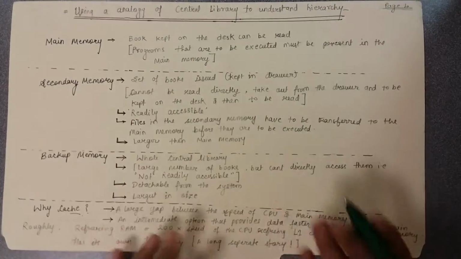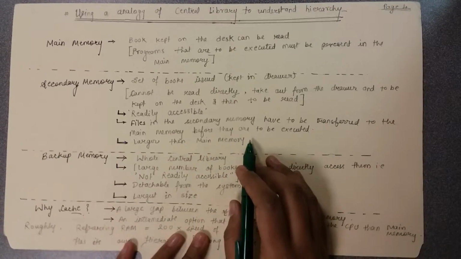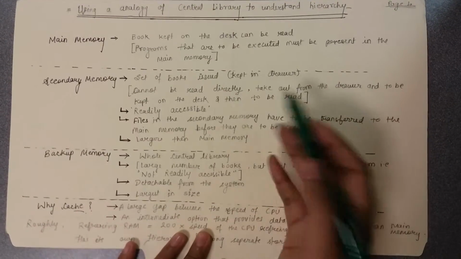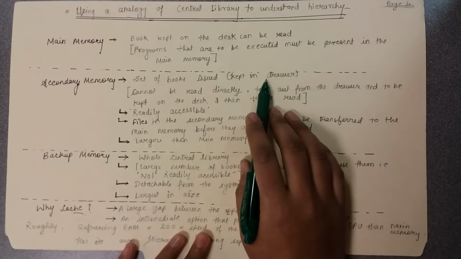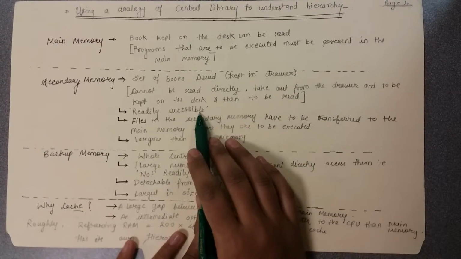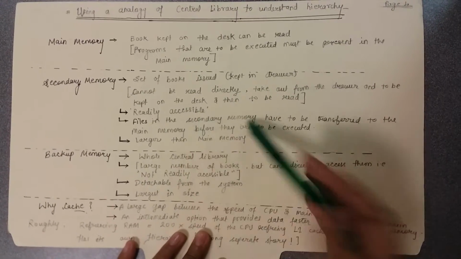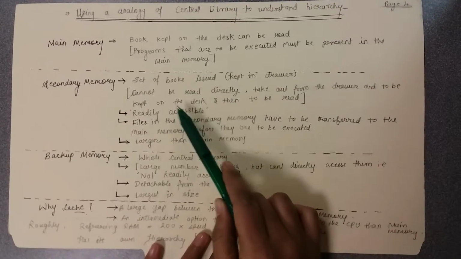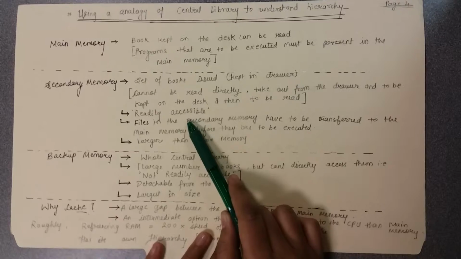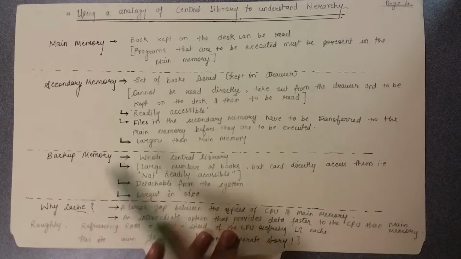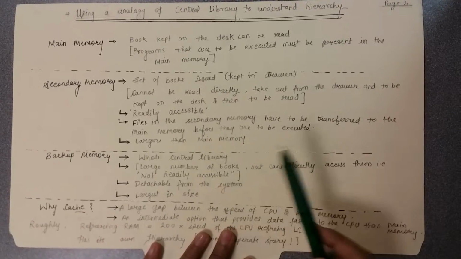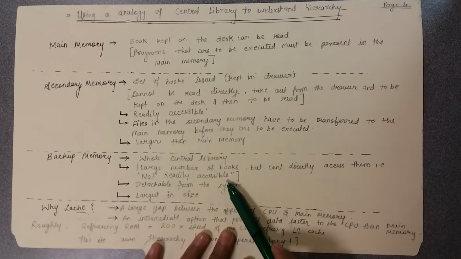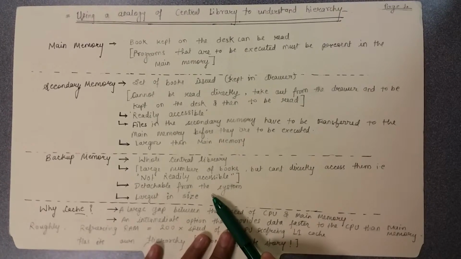Now let me explain the memory hierarchy by using an analogy of a central library. Main memory is just like a book which has to be read. Secondary memory is the set of books that we issue and keep in a drawer. They are readily accessible, but in order to read a single book, we need to take it out of the drawer, read it, and keep it on the desk. Backup memory is the whole central library. It is not really readily accessible, but it is largest in size.